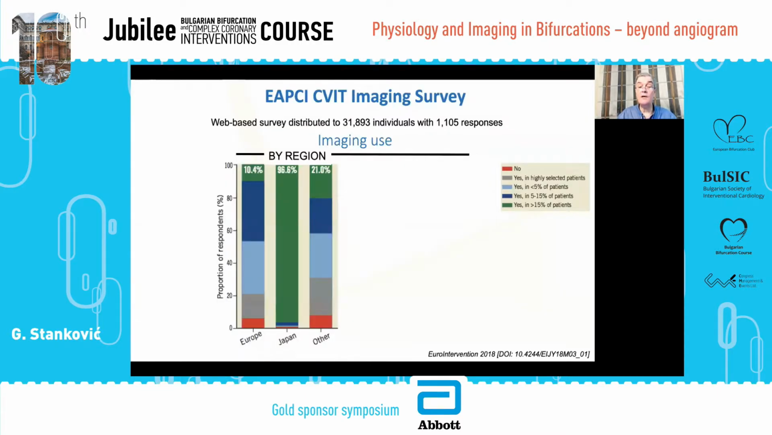It's also the survey from EAPCI that confirms these findings, showing in green the percentage of operators and centers in the regions. We understand that only 10% of the European population of interventionists is using imaging in more than 10 to 15% of procedures. In Japan, we have a completely different picture: 97% of procedures are image guided.